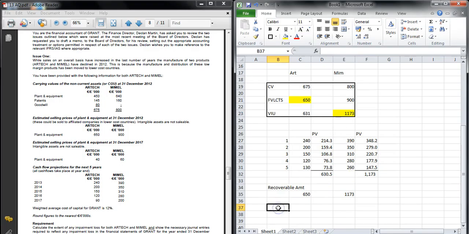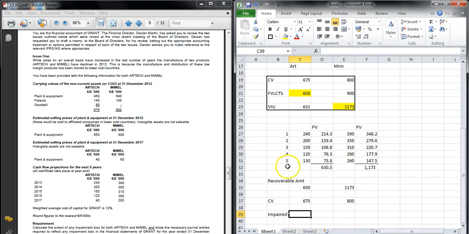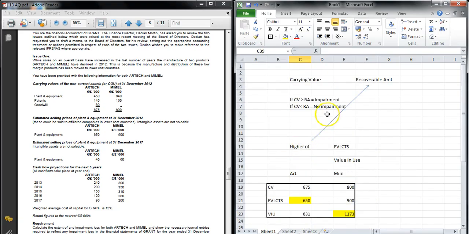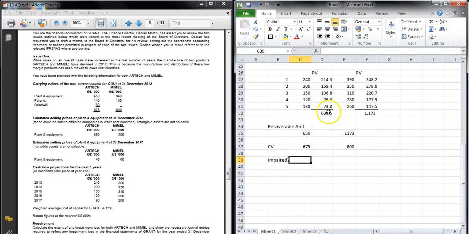Now we compare that to the carrying value, which in this case is 675 and 800. And we ask then, is it impaired or not? The rule is, it's only impaired if the carrying value is worth more than the recoverable amount. The carrying value here is worth more than the recoverable amount, therefore yes, it'll be an impairment of 25.